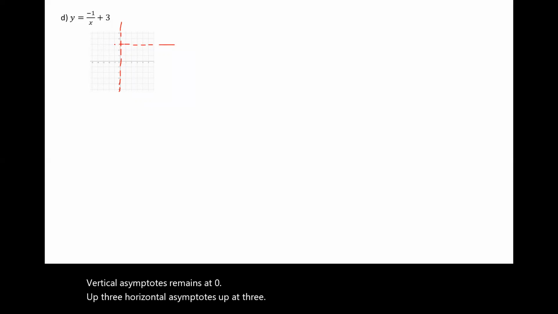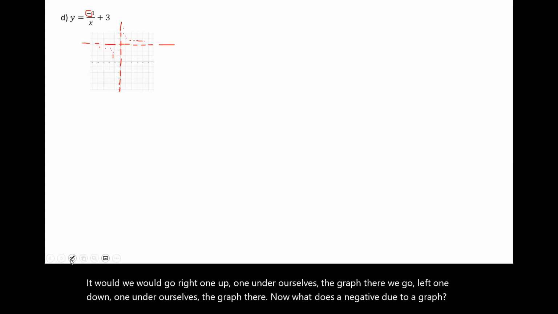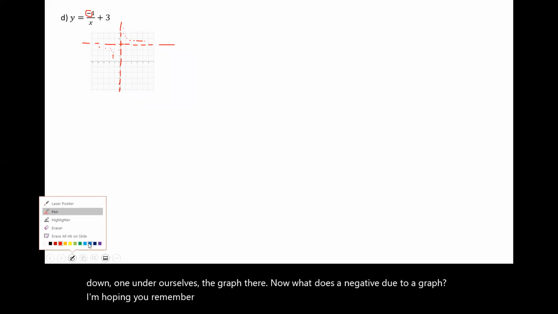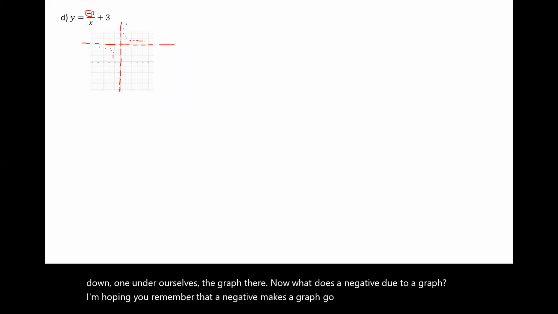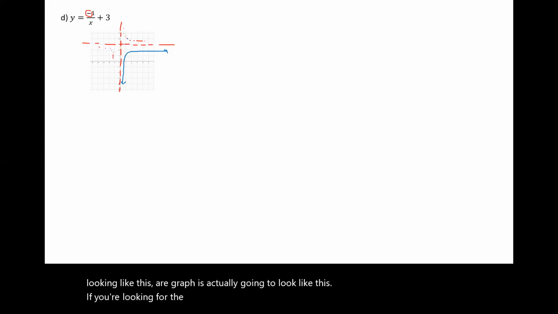Normally what we would do, we would go right 1, up 1, and draw ourselves the graph there. We go left 1, down 1, and draw ourselves the graph there. Now, what does a negative do to a graph? I'm hoping you remember that a negative makes a graph go upside down. So instead of looking like this, our graph is actually going to look like this. If you're looking for the key point, instead of going right 1, up 1, you go right 1, down 1.